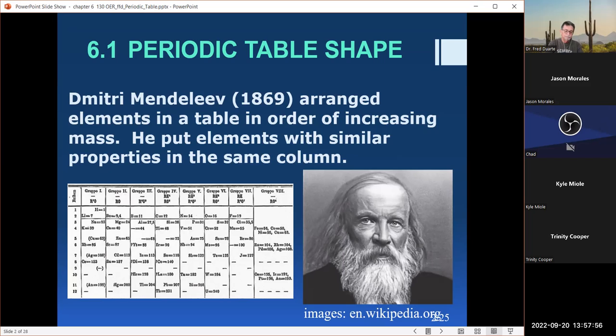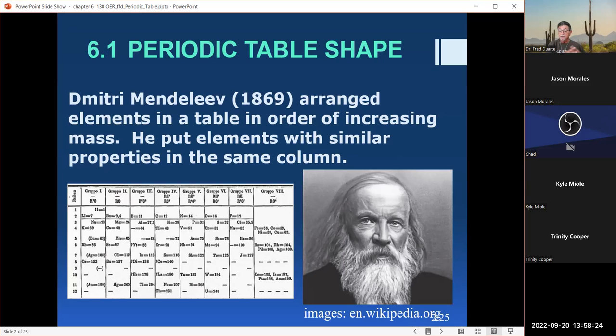All right. Dmitri Mendeleev, Russian scientist, 1863. He is credited with putting together the first periodic table. The way he did it, he arranged the elements in order of increasing mass. And he also started to put elements with similar properties in the same column.